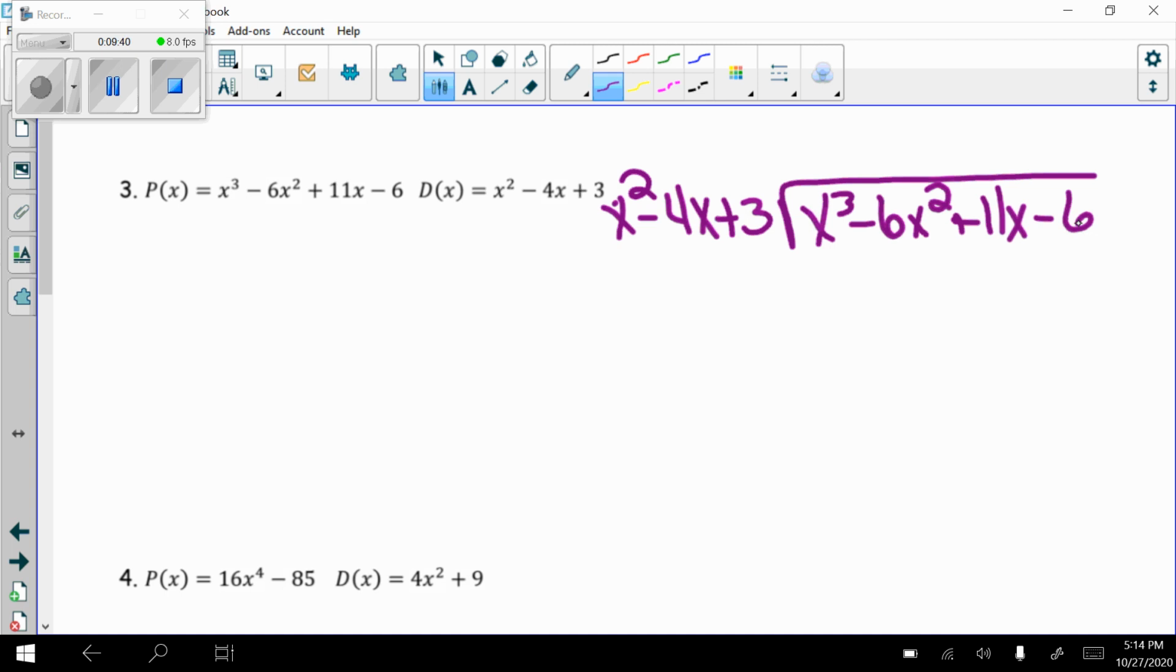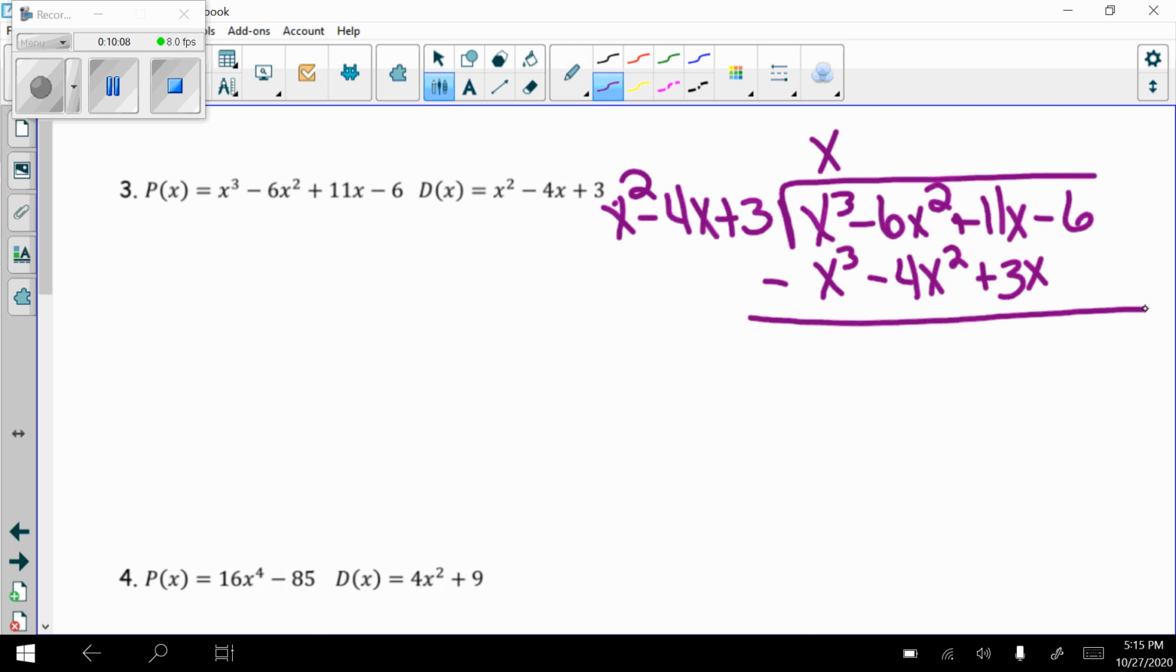So now we play the game. What do I have to multiply x squared by to get x cubed? That's going to be an x, so I put an x up on top. Now I multiply that x by all 3 of my terms because my divisor this time is a trinomial. So x times x squared, x cubed. x times negative 4x, minus 4x squared, and x times 3, plus 3x.